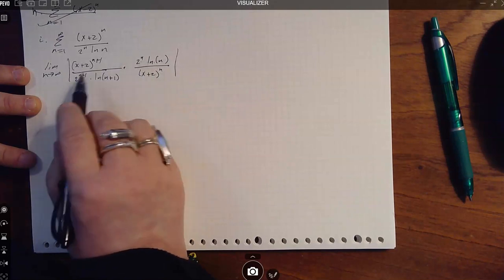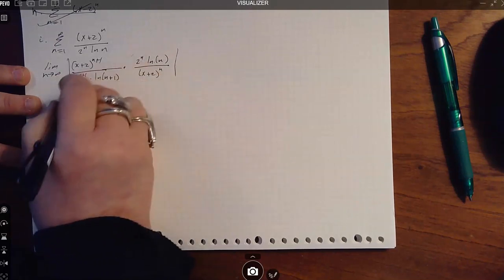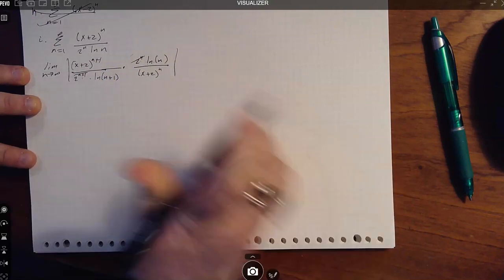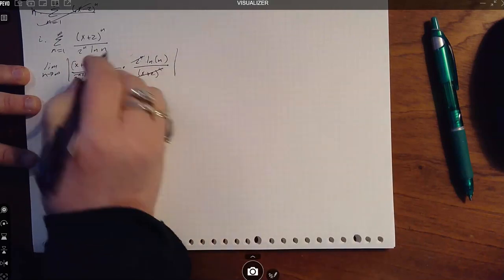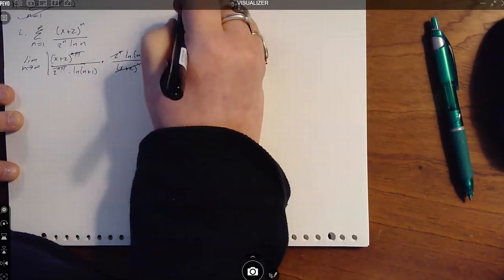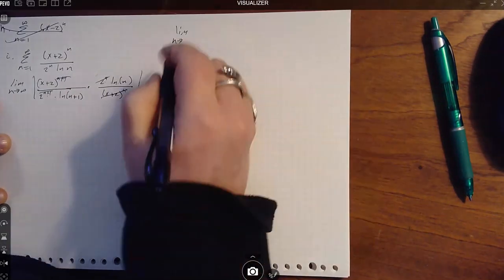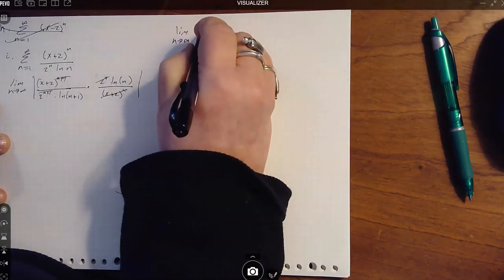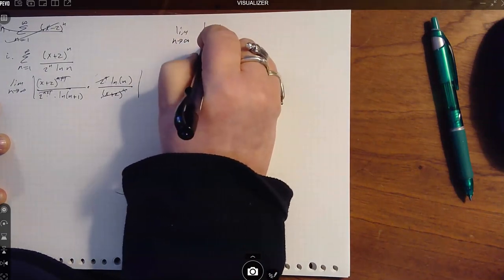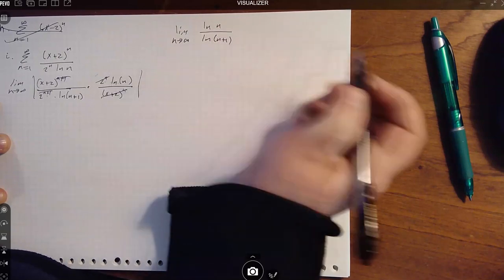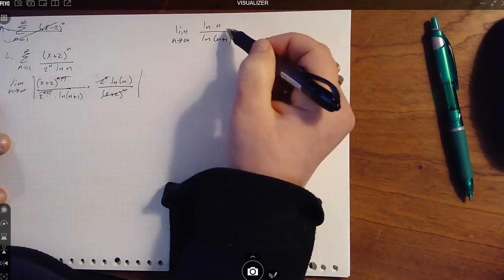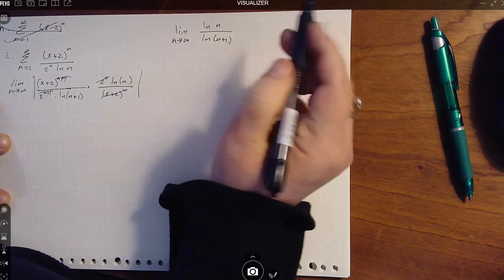Okay, so I've got 2 to the n over 2 to the n plus 1. This will cancel. I'm left with a 2 on bottom. These cancel. I'm left with an x plus 2 on top. What the heck is this? I've got the limit as n goes to infinity of the natural log of n over the natural log of n plus 1. My guess is this should be a 1, right? Because they're going to grow at the same rate. But let's double check this.